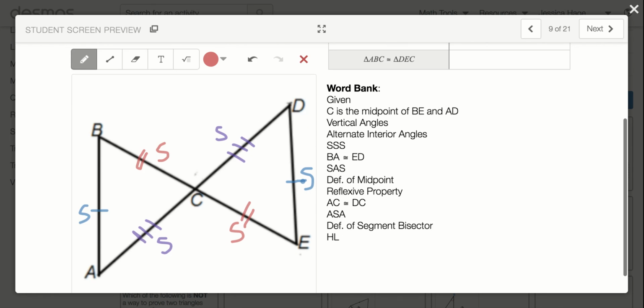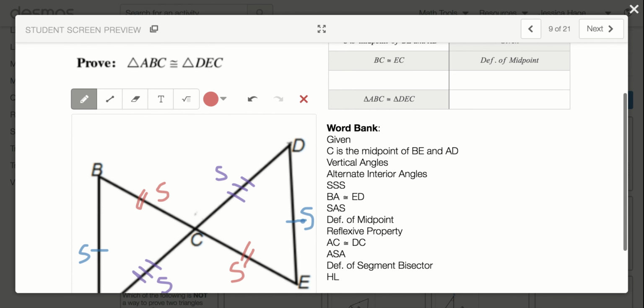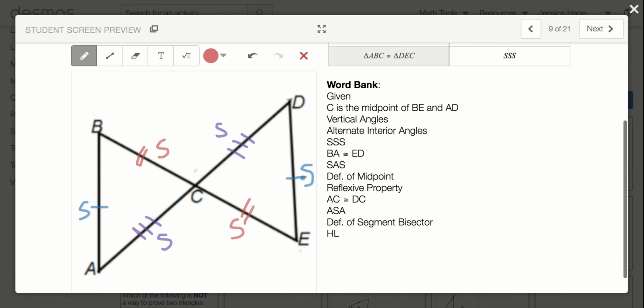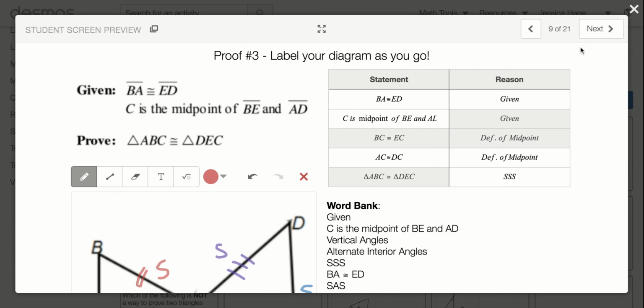Whoops, I am skipping a step. I am going way too fast. Sorry, guys. Let's state the one with the 3 tick marks in purple. AC is congruent to DC, and that's definition of midpoint as well. Copy that. Control C, Control V. And then we have our side, side, side theorem. Again, you could do side angle side if you were creating your own proof and writing your own rows. You could do side angle side with vertical. So that was the 3 proofs from last week.